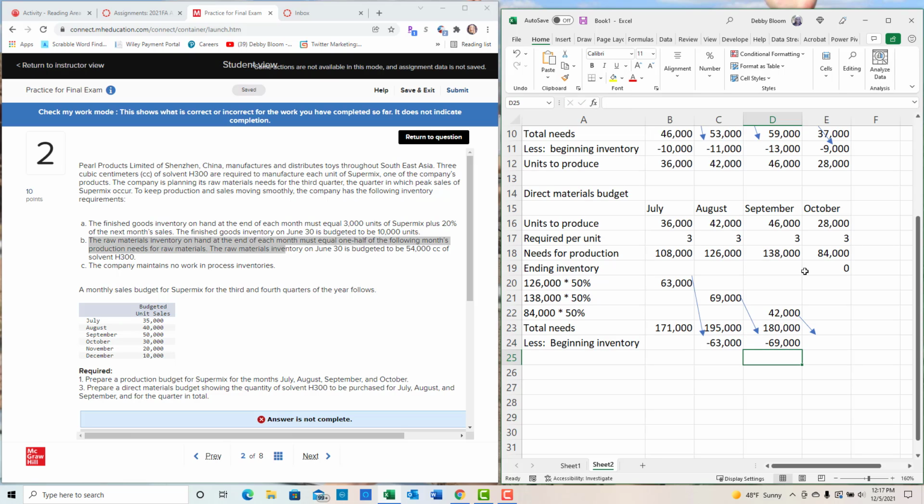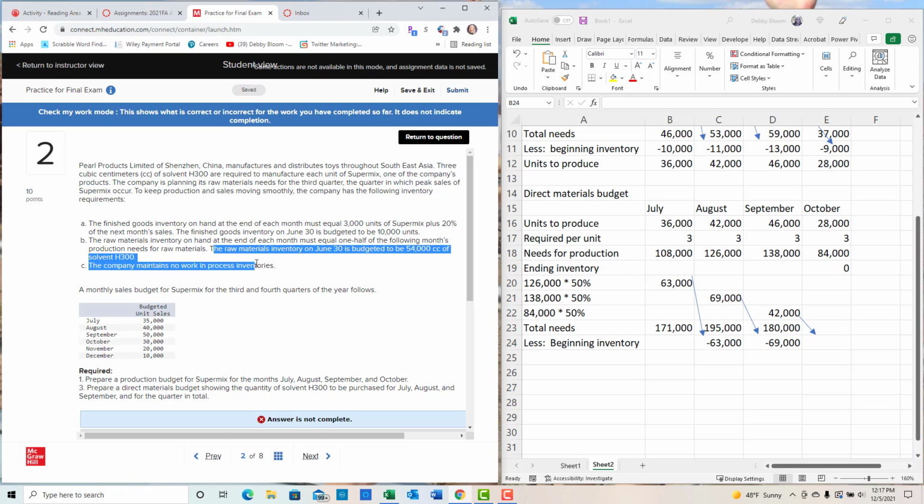And we're not required to do the direct materials budget for October, only for July, August, and September. So once we know the beginning inventory for July, which is the same as the ending inventory for June, we're completely done with this problem. Notice we're told in Part B, the raw materials inventory on June 30th, that's the same as July 1st, budgeted to be 54,000 cc's of solvent H300.